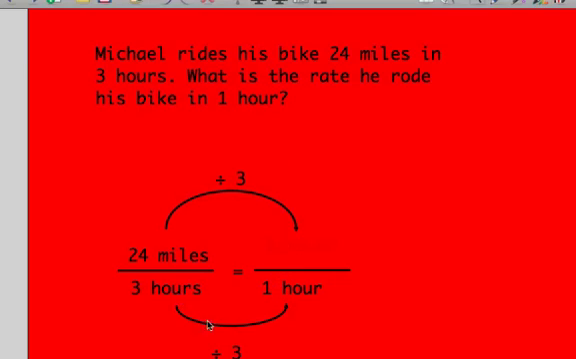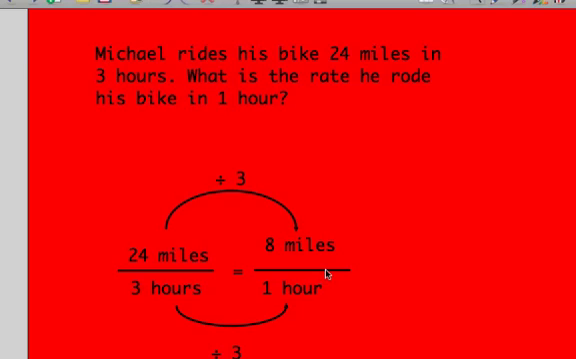So you can see here, to get from 3 hours to a unit rate, like we said, we want the denominator to be 1. So to get from 3 to 1, we divided by 3. And if these things are in fact equal, that means we divided by 3 on the top here as well. So we took 24 miles and divided that by 3. And we got 8 miles. So the rate that he rode his bike in 1 hour would be about 8 miles per hour.